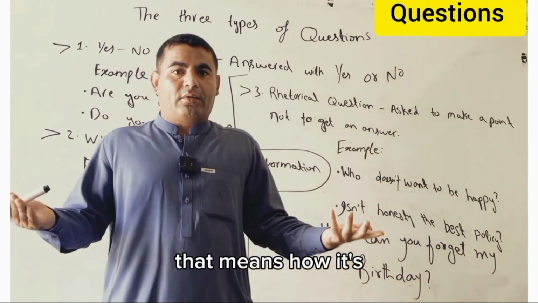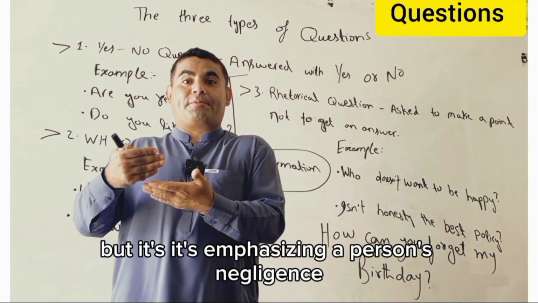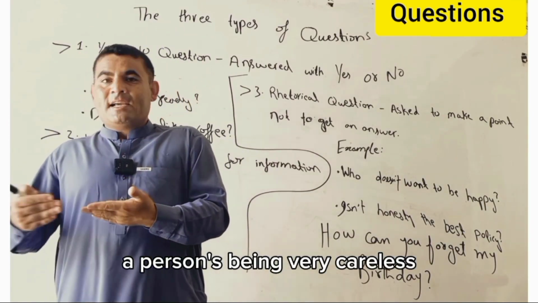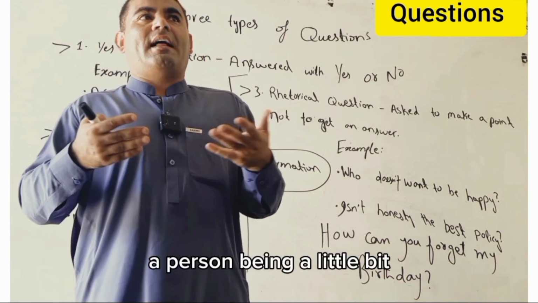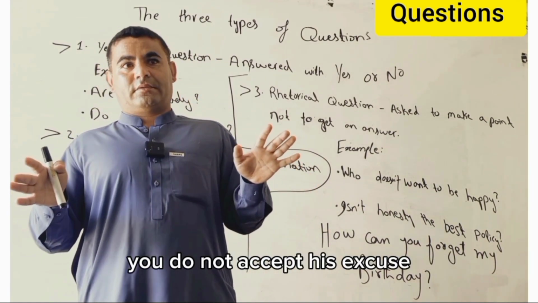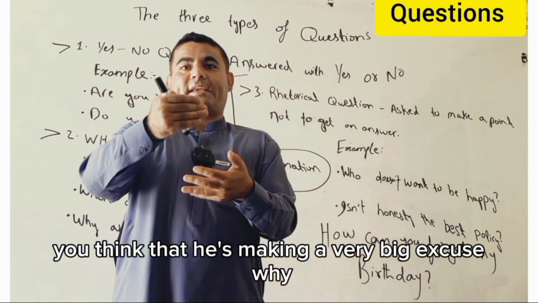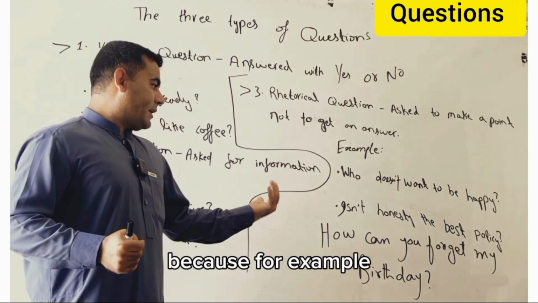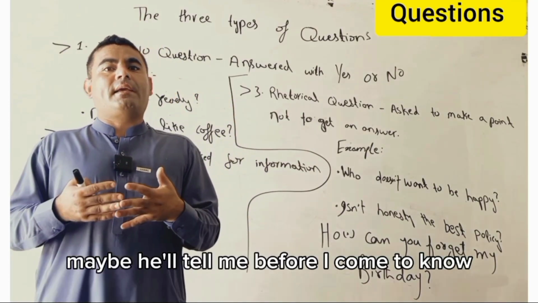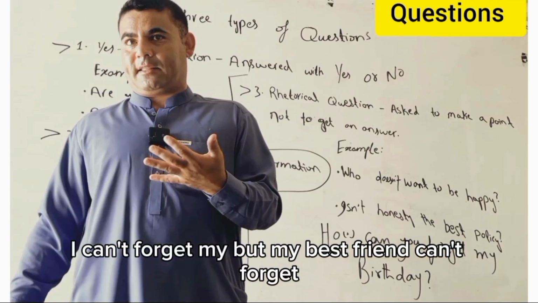That means how. It's a question, but it's emphasizing a person's negligence, a person's being very careless, a person being a little bit, we can say, you are cross with that person. You do not accept his excuse. You think that he's making a very big excuse. Why? Because, for example, he's my best friend, so he'll remember my birthday. Maybe he'll tell me before I come to know. I can forget, but my best friend can't forget, can he?